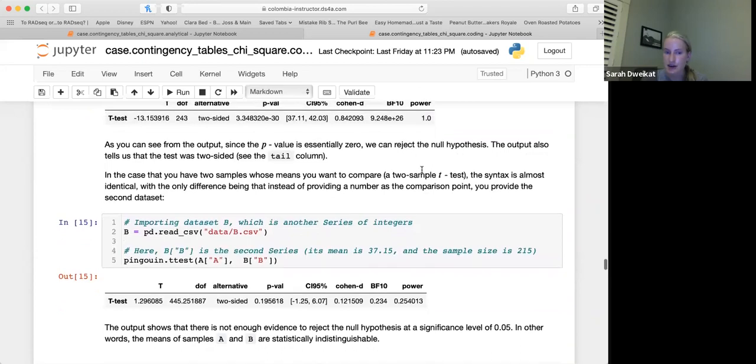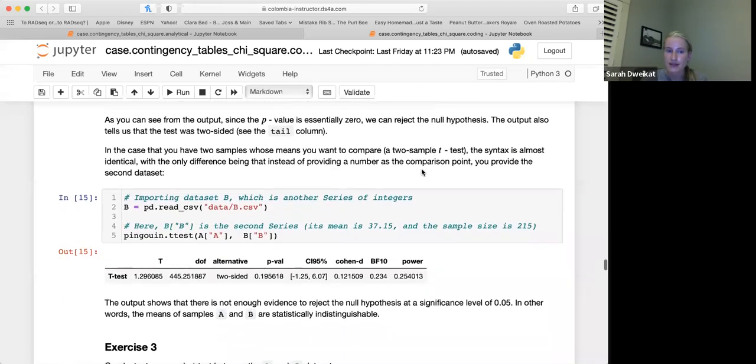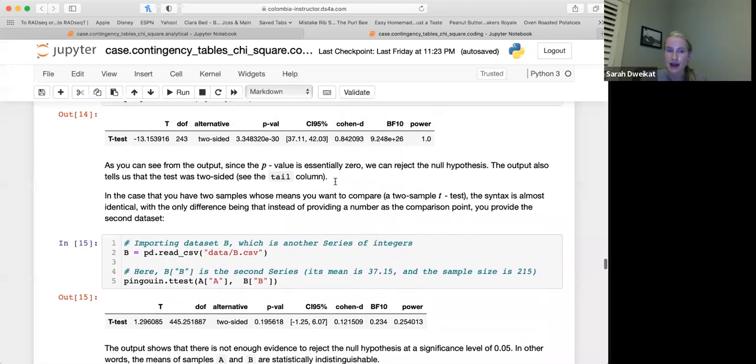But here, we can see that our p-value when we do this t-test is 0.195. So that's not statistically significant. If we used a p-value of 0.05 or 0.01, either way, this is above. So those two means are not statistically different from each other. You can also look at your confidence interval, and see our confidence interval is from -1 to 6.